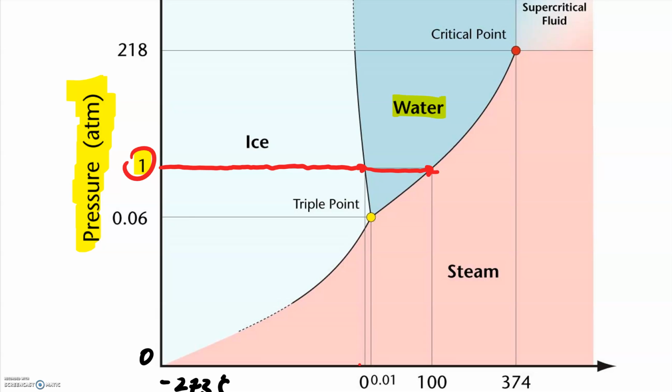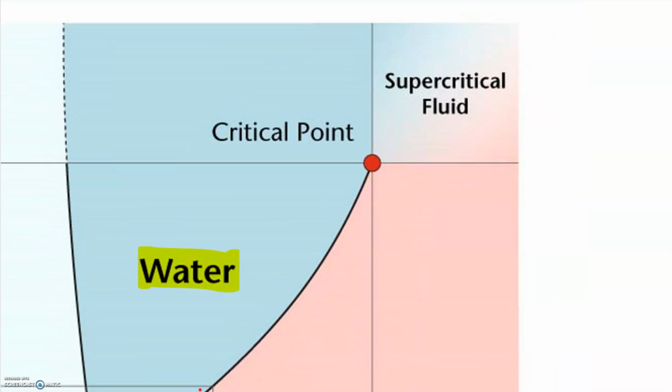And of course, if we continue to increase the temperature at a standard pressure of 1 atmosphere, our water boils and is now in the steam phase. We're interested in a couple of points here. Let's zoom in on this one called the critical point. The critical point gives us 2 terms that we want to keep in mind.